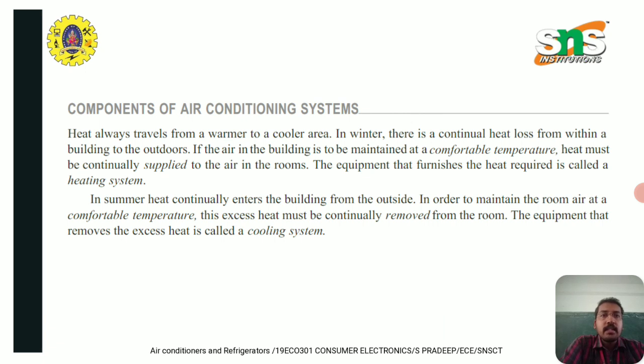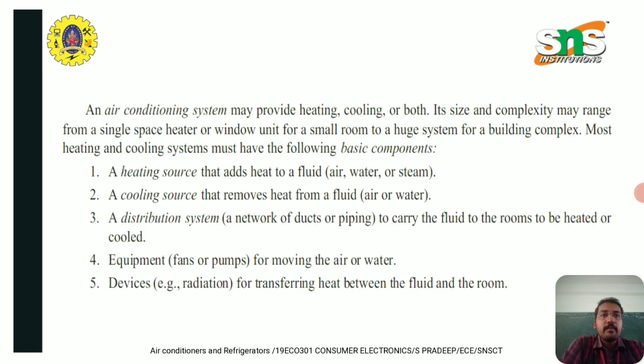Components of air conditioning system. Heat always travels from a warmer to a cooler area. Heat must be continuously supplied to air in the rooms. The equipment that furnishes the heat required is called a heating system. In order to maintain the room air at a comfortable temperature, this excess heat must be continuously removed from the room. The equipment that removes the excess heat is called a cooling system.